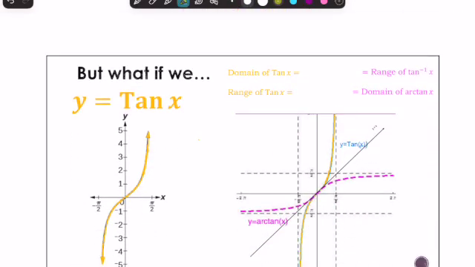So if I look, the domain of that restriction of tangent would be -pi/2 to pi/2. And I'm putting parentheses because it's not inclusive. And the range is going to be -infinity to infinity. So that means the range of tangent inverse is actually going to be -pi/2 to pi/2, and the domain is -infinity to infinity.